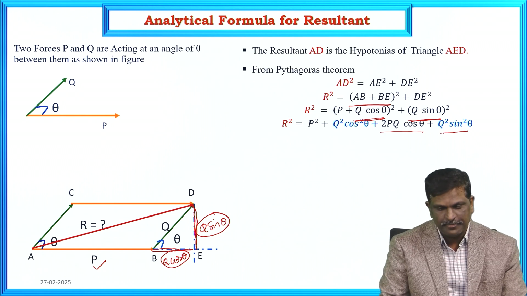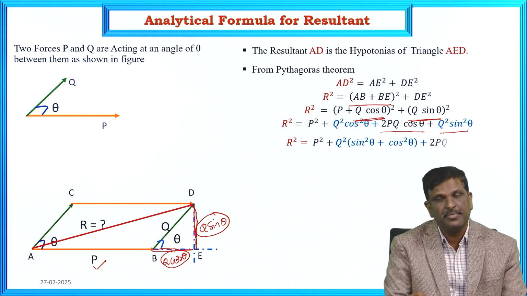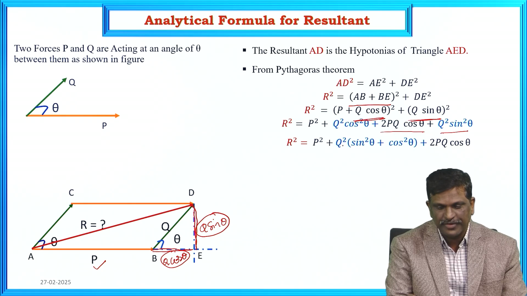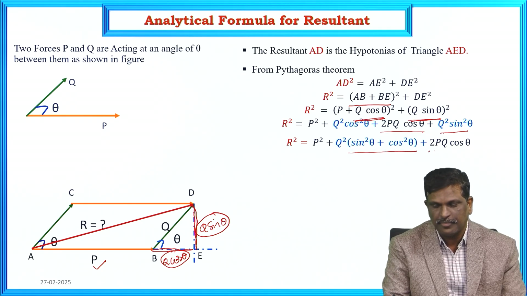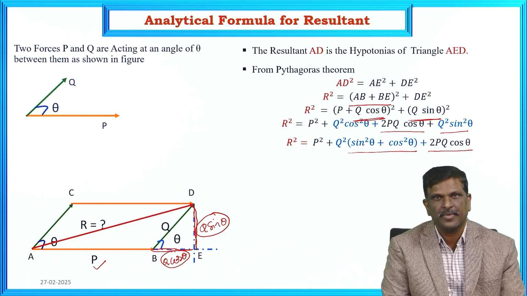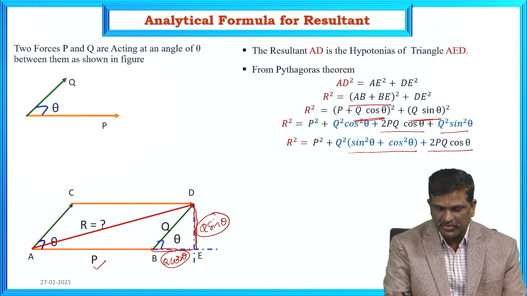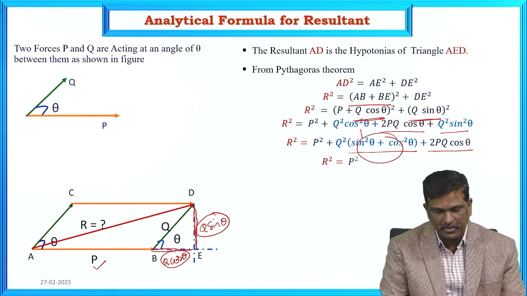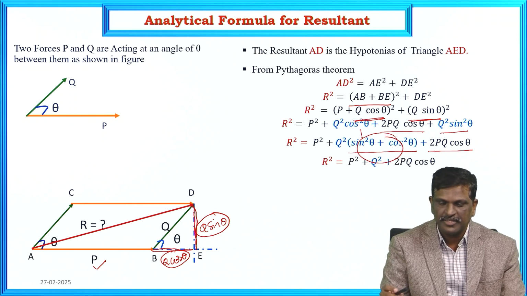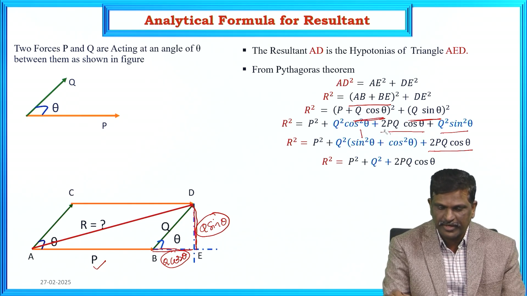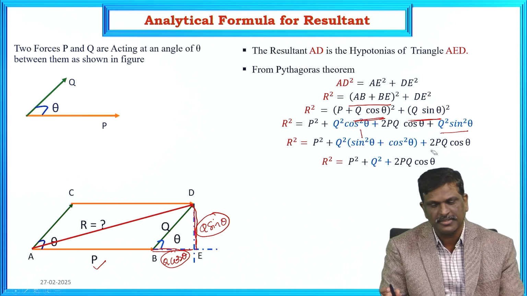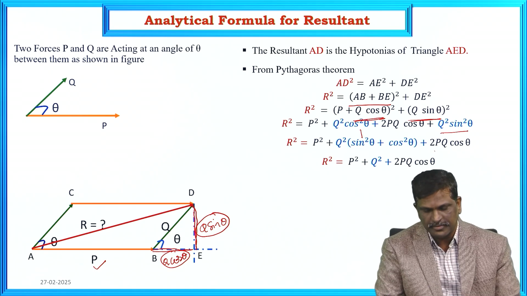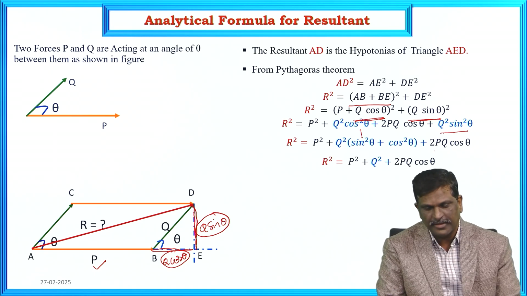Again simplify this equation. P square, and I am taking Q square common, sin square theta plus cos square theta plus 2PQ cos theta. Sin square theta plus cos square theta is equal to 1. Now the equation becomes R square is equal to P square plus Q square plus 2PQ cos theta. Resultant R.